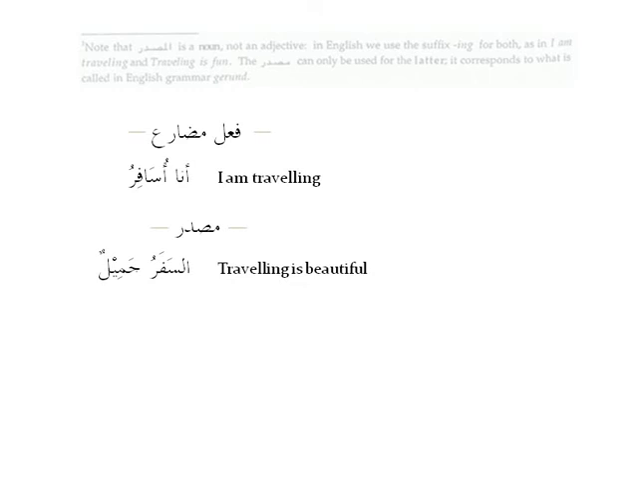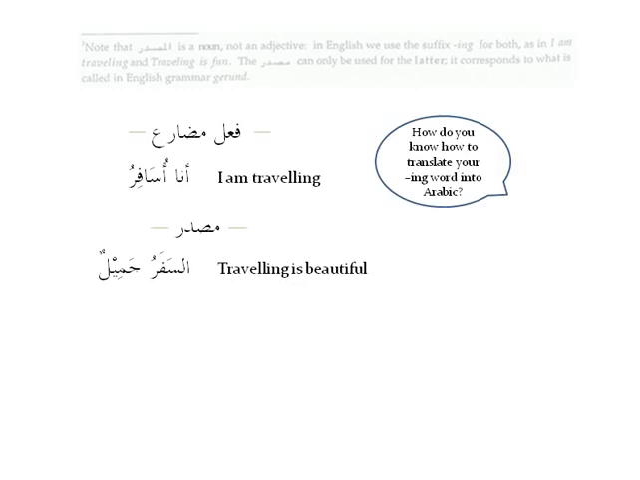So how do you know how to translate your ing verb into Arabic? You spoke in English and you said, for example, sleeping. What's the best way to translate it? It's not that hard, actually. Basically, you have to ask yourself, is there a doer? Verbs in both languages have doers. That's a giveaway of a verb, and masdars don't.